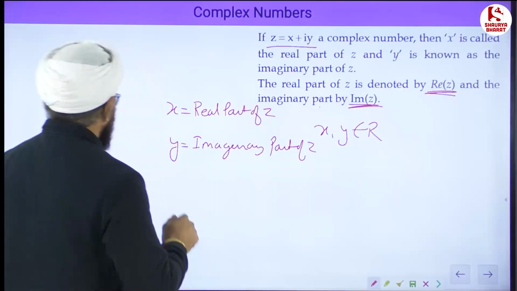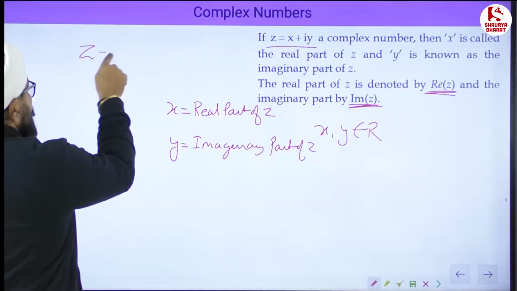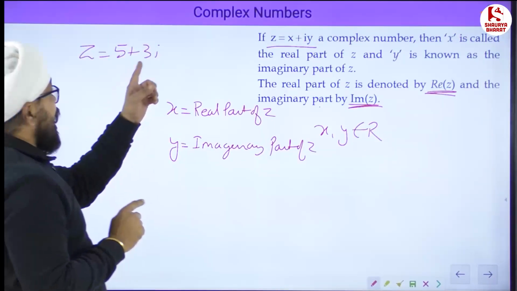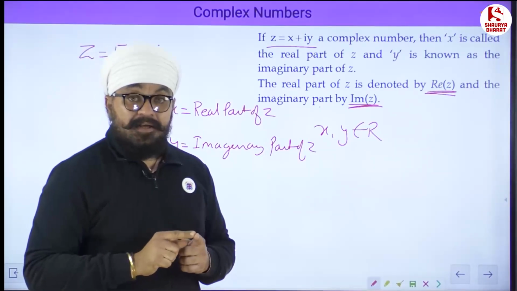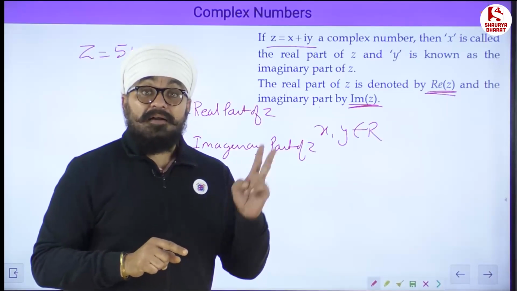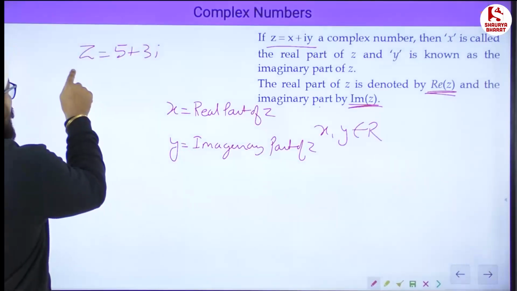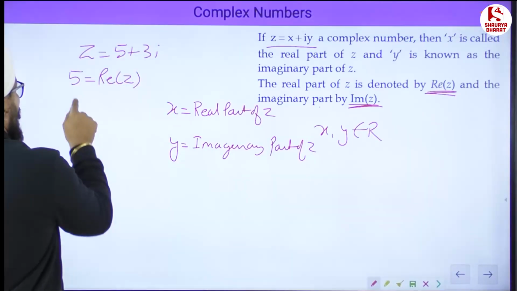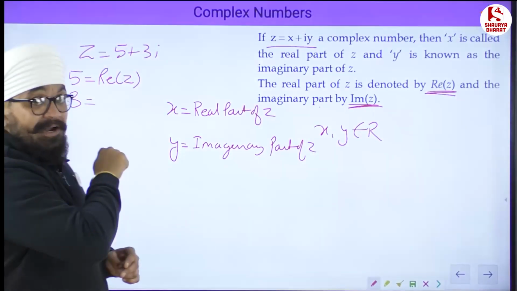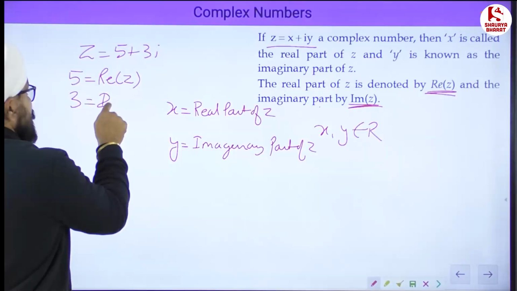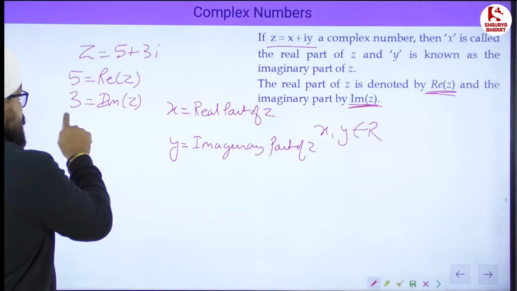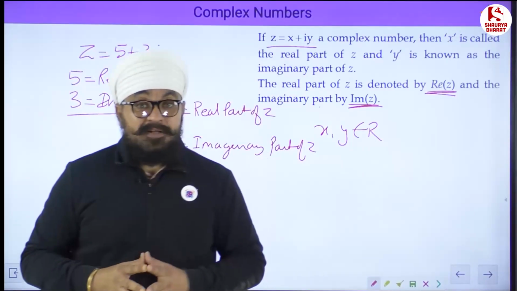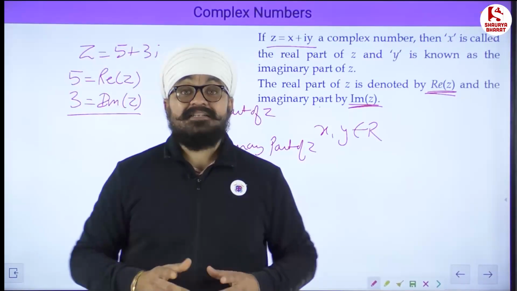Let me take one example. If I take z equal to 5 plus 3 iota, then as we can see, iota is there with 3, and 5 and 3 are both real numbers. Still, we can write that 5 is the real part of z, and 3, which contains iota, is known as the imaginary part of z. So this is how we write a complex number as x plus iota y, known as the Cartesian form of a complex number.